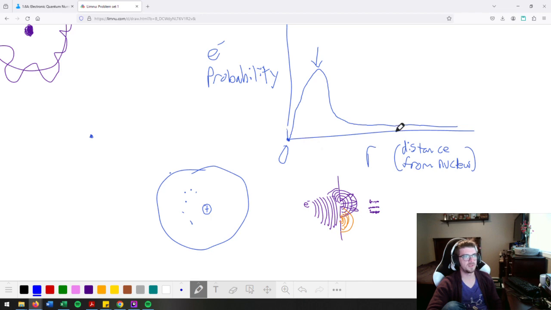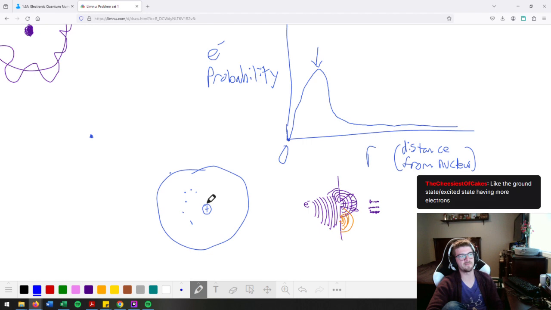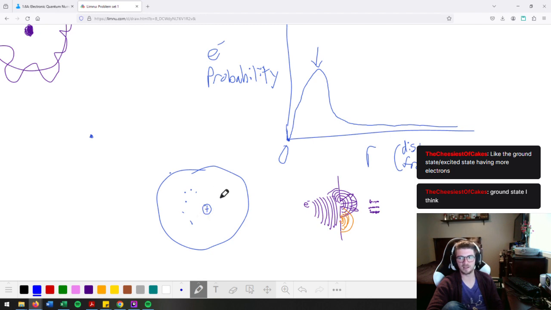So the R is just some arbitrary distance from the nucleus. Essentially this is describing that there's basically nothing at the nucleus, but out here, a little distance away from the nucleus, that's where the orbitals occur. Like the ground state having more electrons.